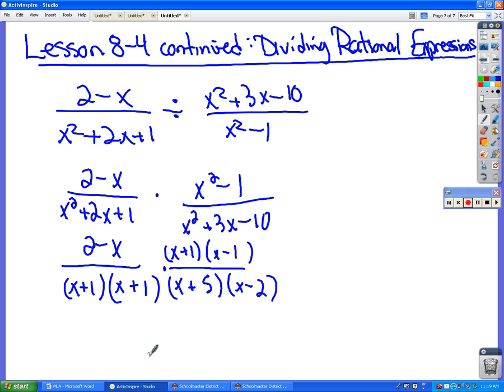Since I showed up late, did all you do is flip? Just flip the second one over, and then we're doing it exactly like we did yesterday and today. You don't change the signs or anything. I'm not FOILing them, I'm unFOILing them. What can't x equal? Negative 1, negative 5, and positive 2. All right, and then I get to cancel.